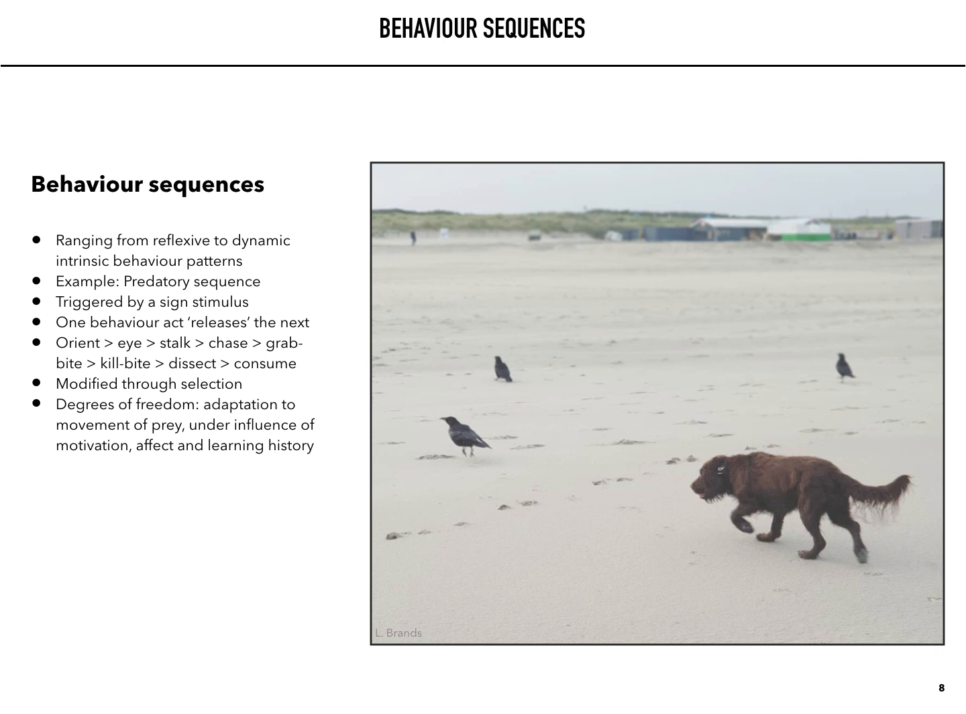The full wolf predatory motor sequence is said to be orient, eye, stalk, chase, grab bite, kill bite, dissect, and consume. This sequence is used as a template for that of a domestic dog based on the works of Coppinger, however it's too simplistic and restrictive. Behavior sequences are flexible, they have varying degrees of freedom, influenced by motivation, affective pathways, and learning history.